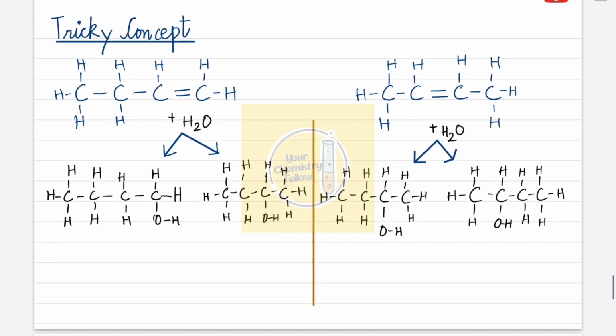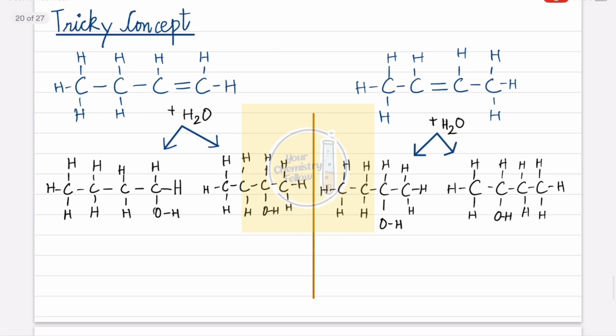Now I will explain a tricky concept here, and questions may often come from this concept, so it is very important to understand it. This concept is about symmetrical and unsymmetrical alkenes. I have taken 2 alkene molecules here. The first one is but-1-ene and the second one is but-2-ene.